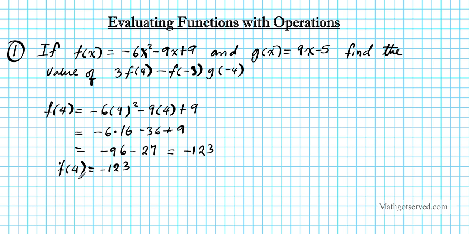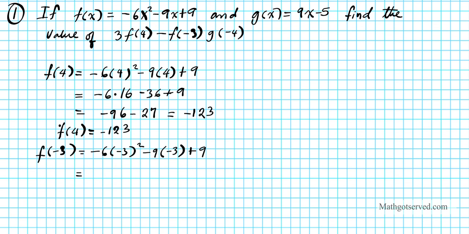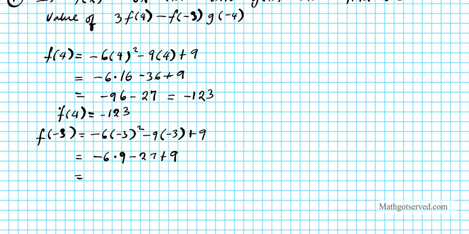Now let's look for the next one, which is f of negative 3. All right, so plug that in. We're going to have negative 6 times negative 3 squared minus 9 times negative 3 plus 9. Okay, let's go ahead and evaluate this using the order of operations. We'll have negative 6 times 9 minus 9 times negative 3, which is negative 27, plus 9. Now multiply 6 and 9, we'll have 54, so we have negative 54. Actually, minus 9 times negative 3 is plus 27. All right, and then plus 9.